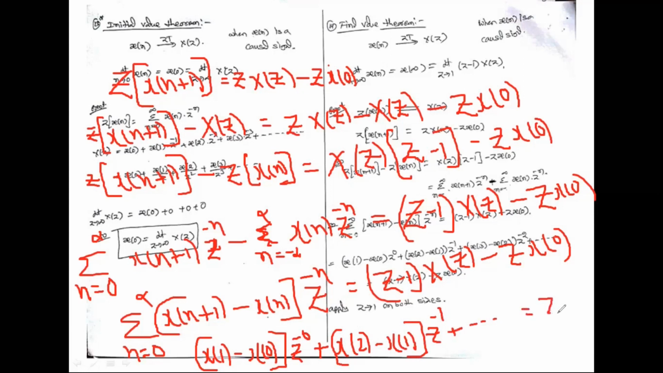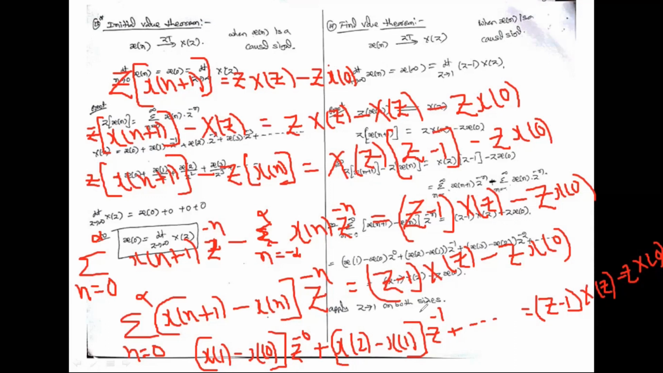This is equal to z minus 1 x of z and minus z into x of 0. What is the value of z power 0 here? 1 only. x of 1 comes as a plus value, and here it will get the minus x of 0.